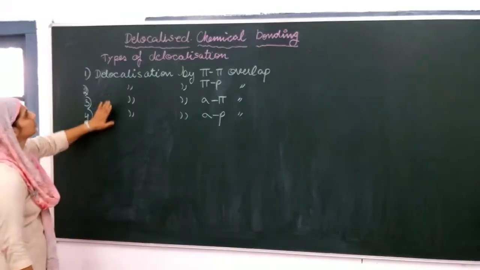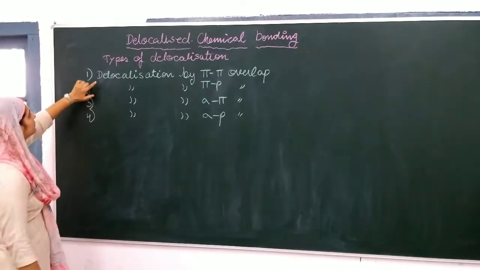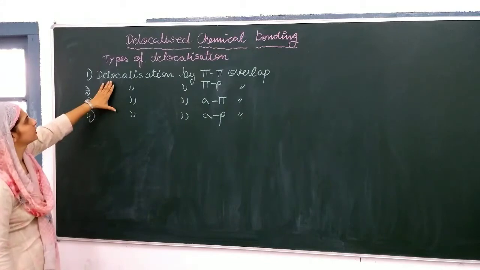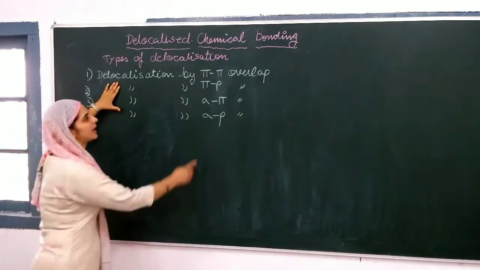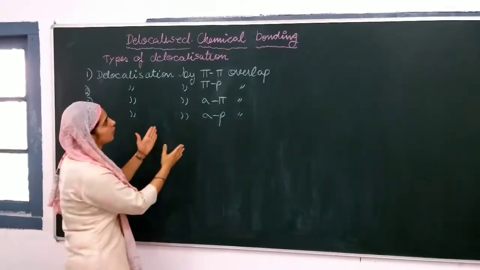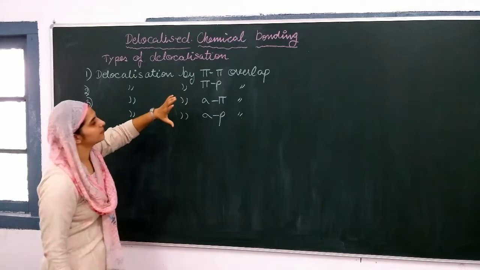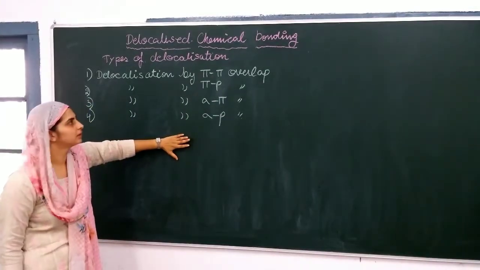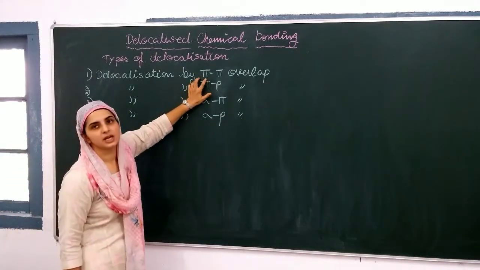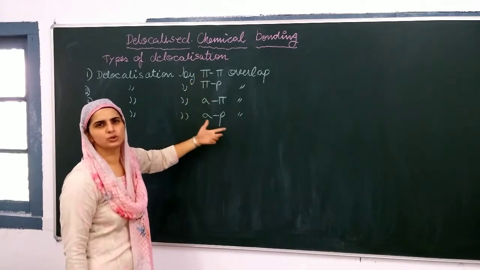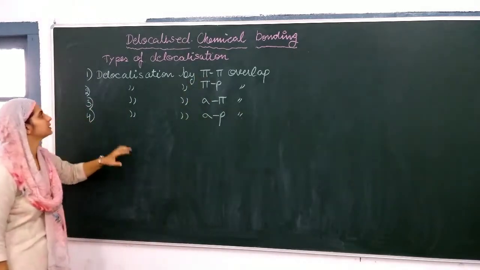So, coming to the types of delocalization, there are four types of delocalization. First one is delocalization by pi-pi overlap, in which one pi orbital overlaps with another pi orbital, but the condition is that they must be conjugated. So, two pi bonds must be conjugated, or more than two bonds may be present.